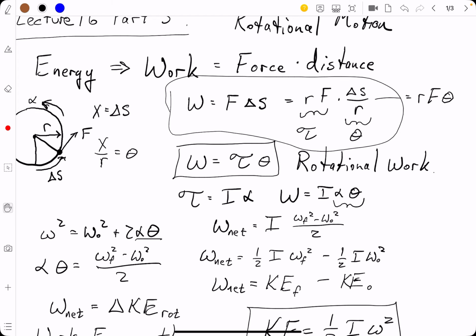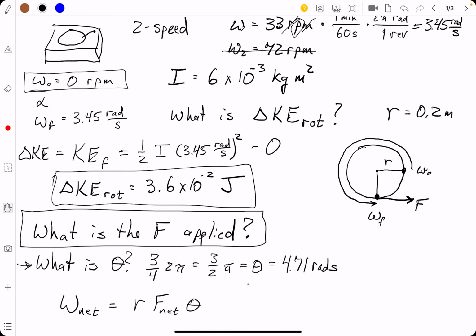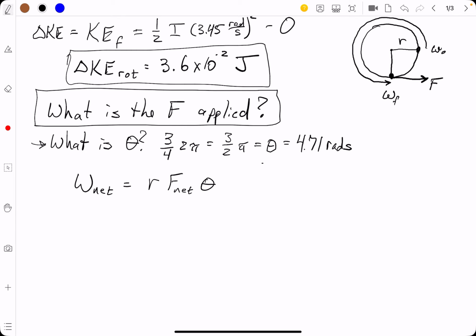So let's go on back down. R times F times theta. Good. And that's also equal to my delta K. Well, that's not a K. Let's get a K in there. KE rotational. And that's a number, right? So I know that. So I can solve this because I know what theta is. I know what R is. Let's rewrite R is equal to 0.2 meters. So I know that and I know that, and good.